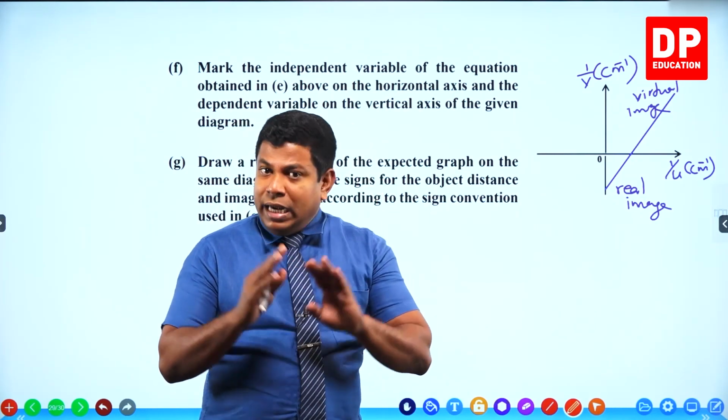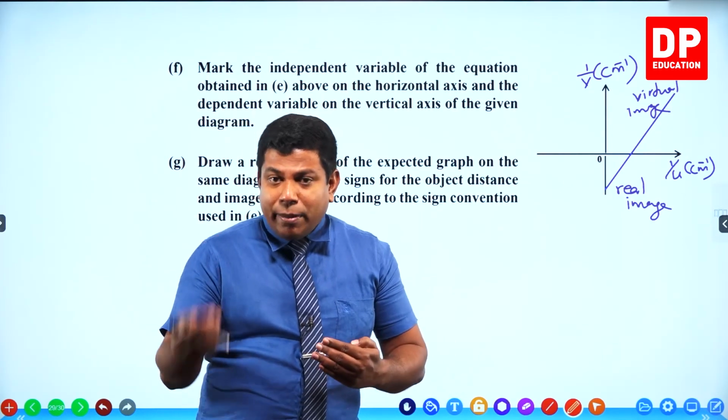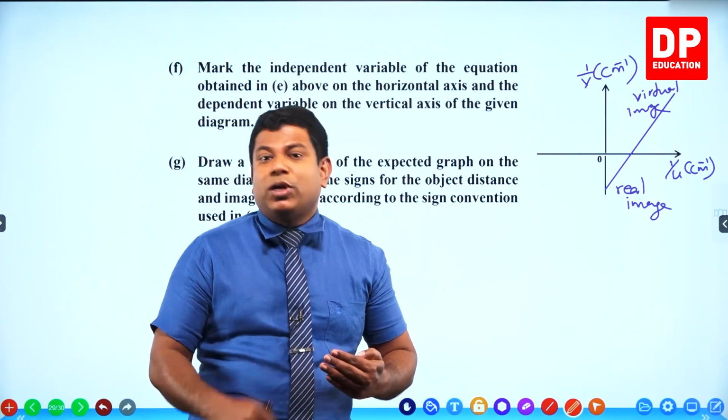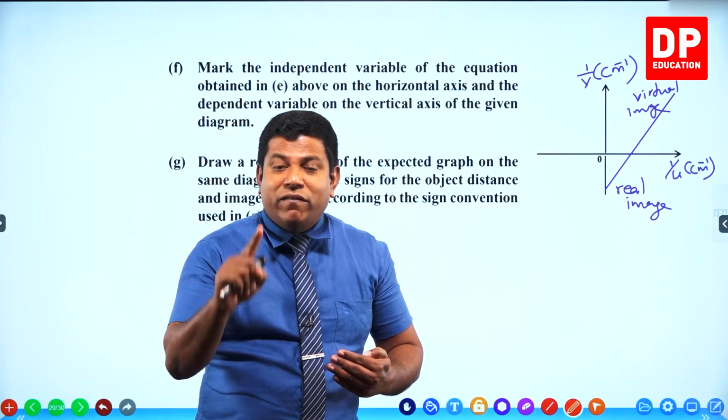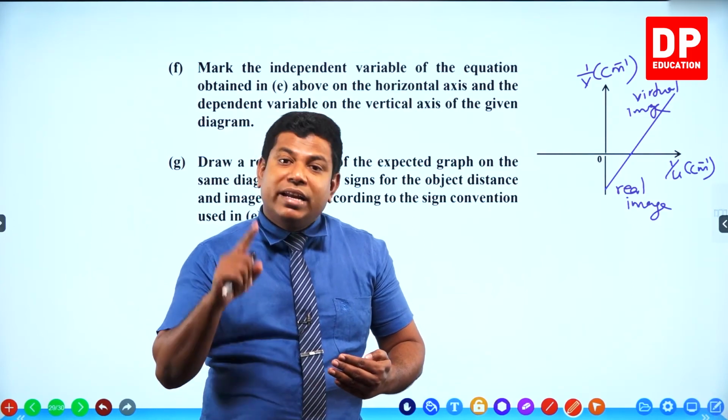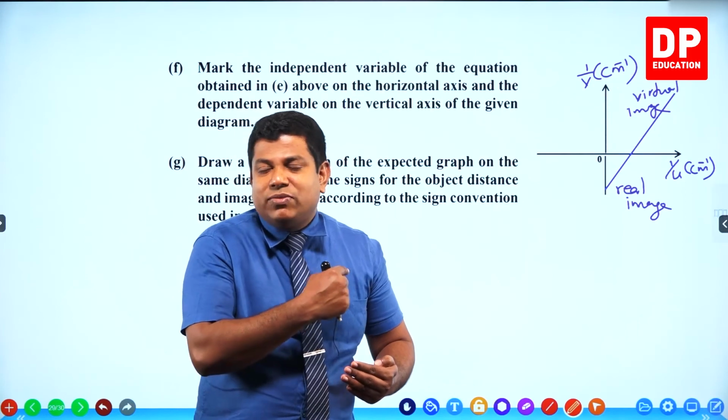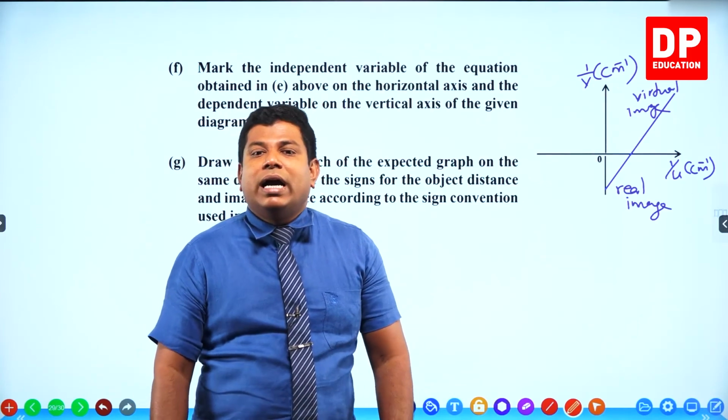Clear? Now, once you practice all this, come back. We will see the next experiment. What is going to be the next experiment? Finding the focal length of a concave lens. This is for the convex lens we have done. We will see that for the concave lens.